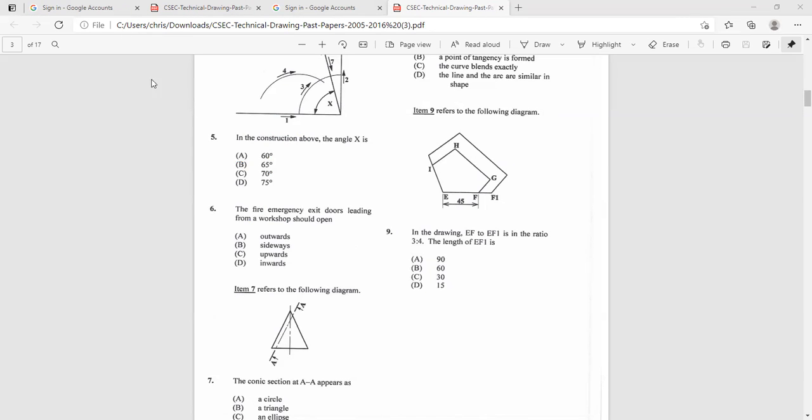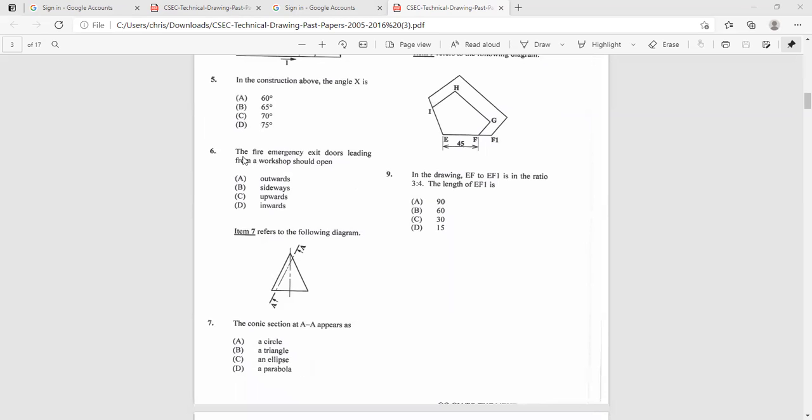And this would come under occupational health and safety. The fire emergency exit door that leads from a workshop should open outward, sideways, upward, or inward. Where should it open? So they should open outwards.